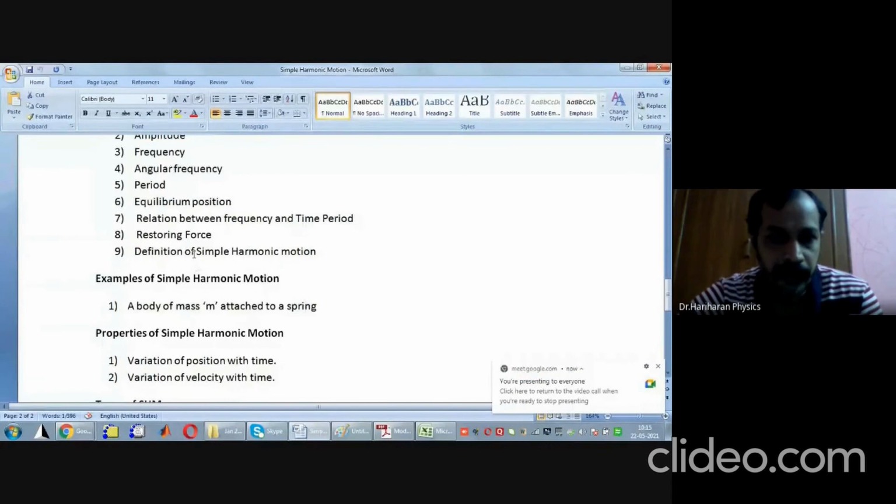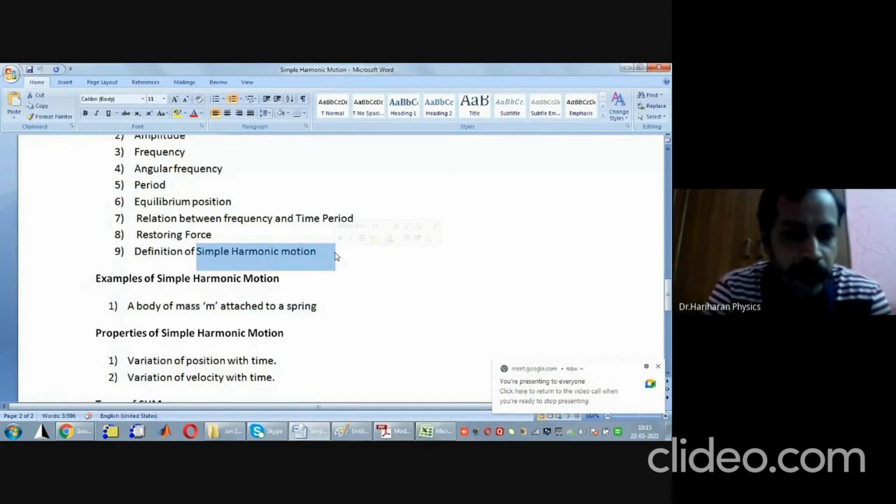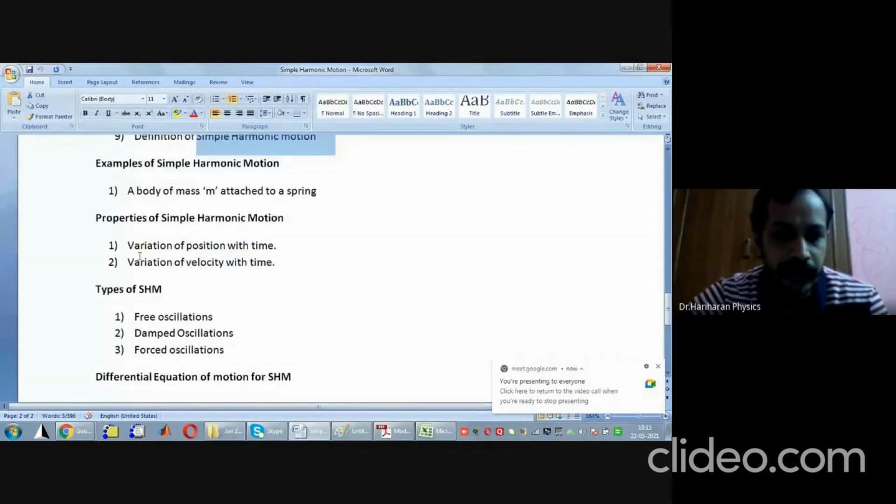Okay, definition of simple harmonic motion. I've already told. What do you mean by simple harmonic motion? It is a to and fro motion in which the acceleration or restoring force is proportional to displacement. F is equal to minus kx. That's all, which is Hooke's law. Then this part also we discussed.